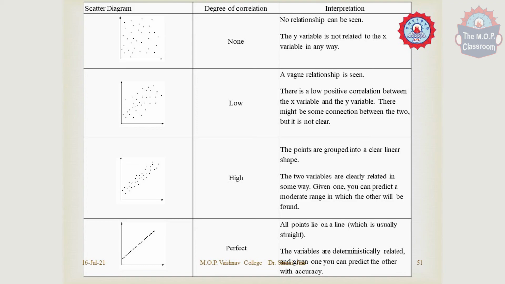In the third quadrant, the points x and y lie all the more closer to each other, which indicates that there is a high degree of correlation. The two variables are clearly related to each other. Given one, you can predict the moderate range in which the other will be found. In the last quadrant, we have a perfect line of the observations which indicates a perfect positive degree of correlation. All the points lie in one line. The variables are deterministically related, and given one, you can very precisely predict the value of the other.